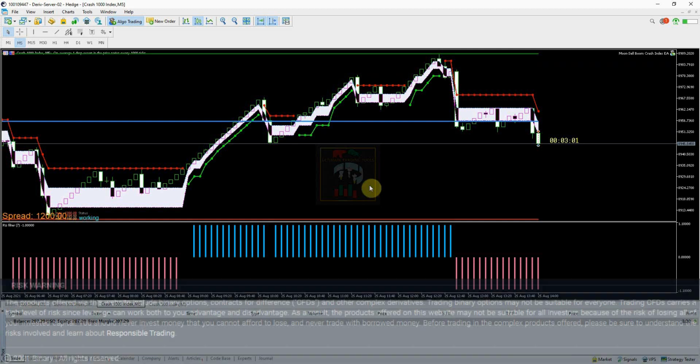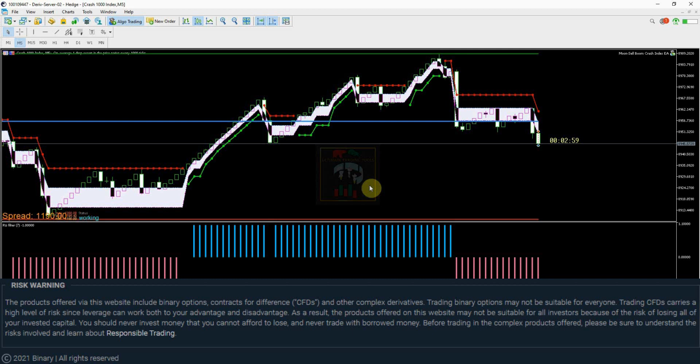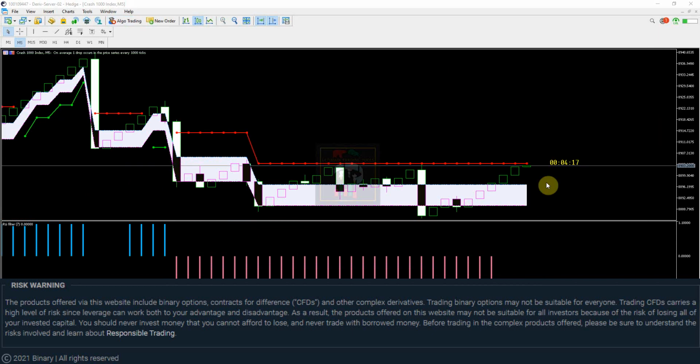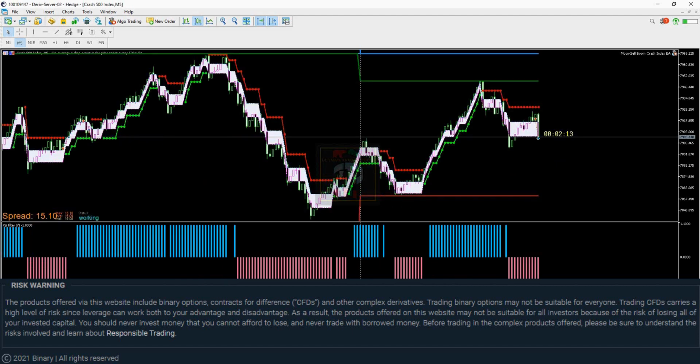Trading CFDs is not suitable for everyone. Trading carries a high level of risk, since leverage can work both to your advantage and disadvantage. All in all, make sure you always have fun while trading.